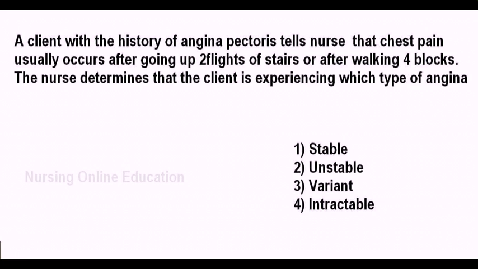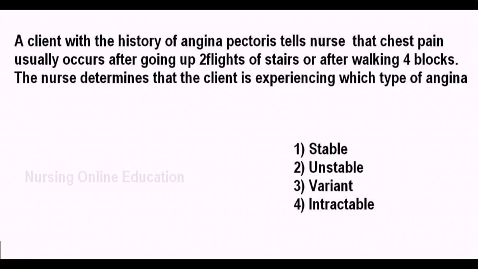Question. A client with history of angina pectoris tells a nurse that chest pain usually occurs after going up 2 flights of stairs or after walking 4 blocks. The nurse determines that the client is experiencing which type of angina. Options: first one stable, second one unstable, third one variant and fourth one intractable. Answer is stable angina, the first option.